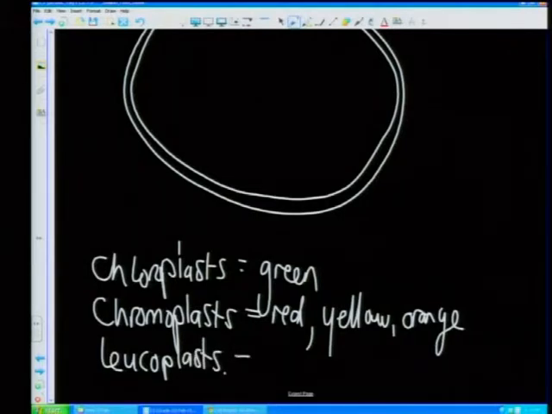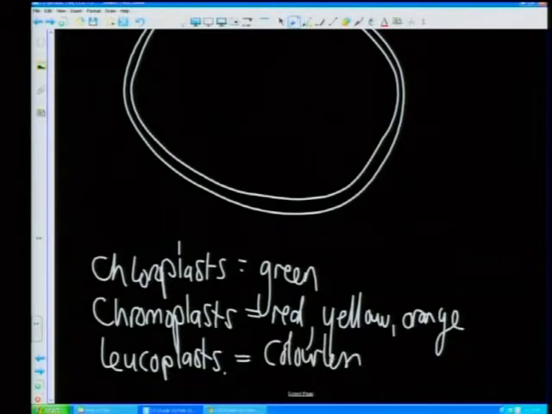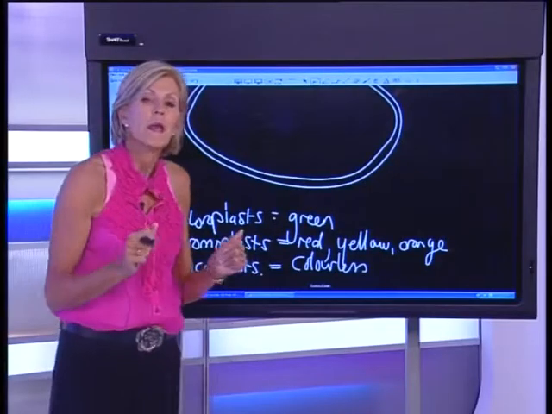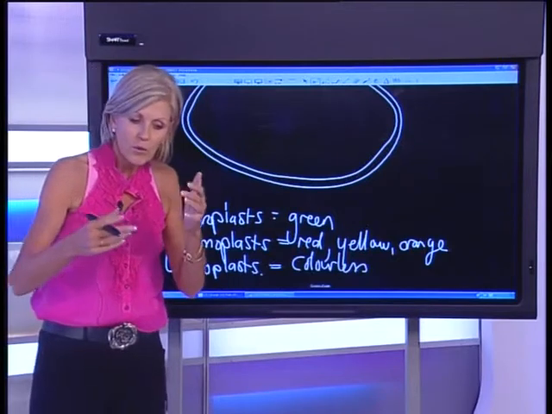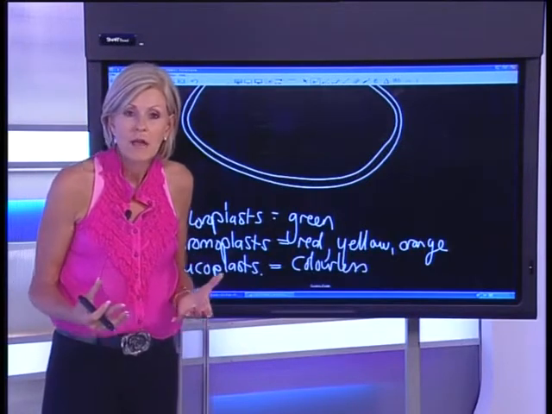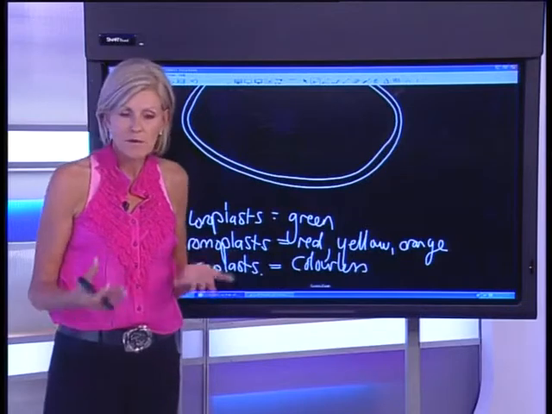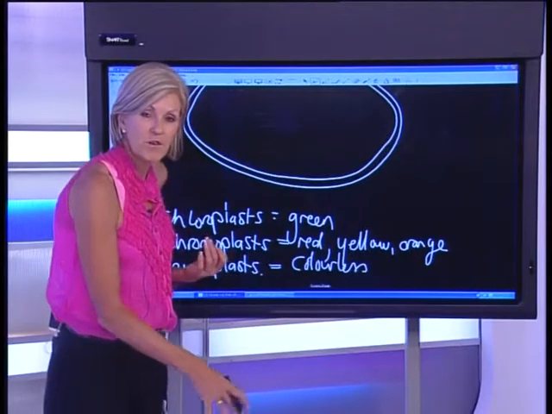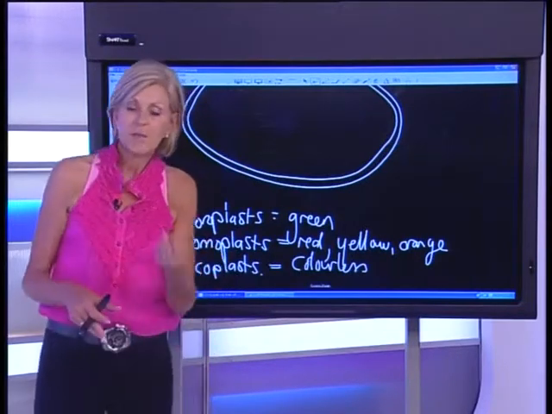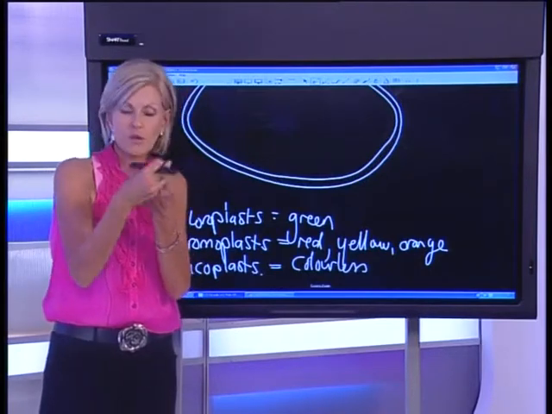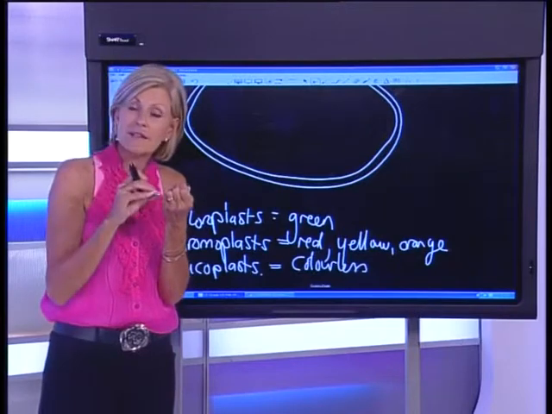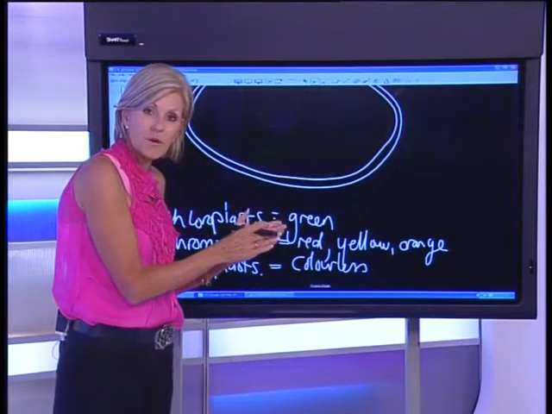Okay, and your leucoplasts are colorless, and they can become chloroplasts, for example. Now, I'm sure you've seen at home when you've had a bag of potatoes. And if you take a while to eat those potatoes, when you get to the last few at the bottom, when you take the potato out, you'll see that it's got little knobs on it, which are like little growths on it. Those are called eyes, and that's part of vegetative reproduction.